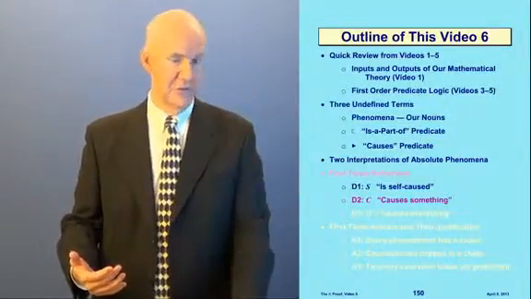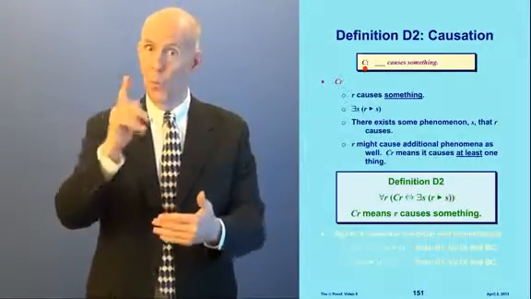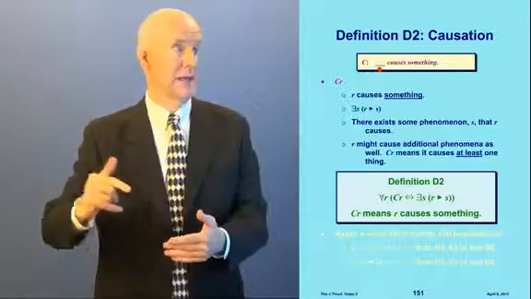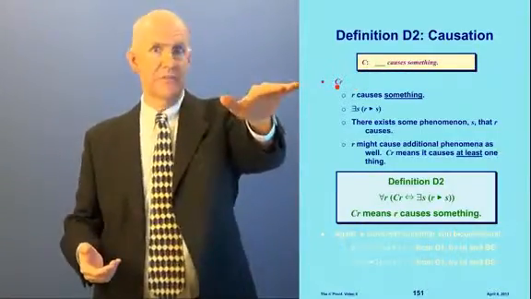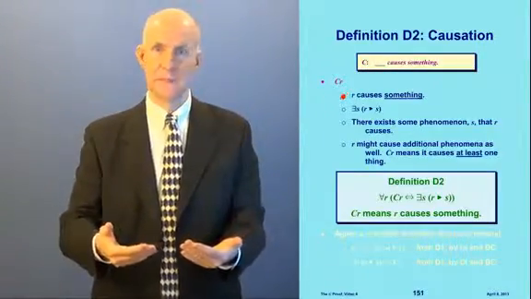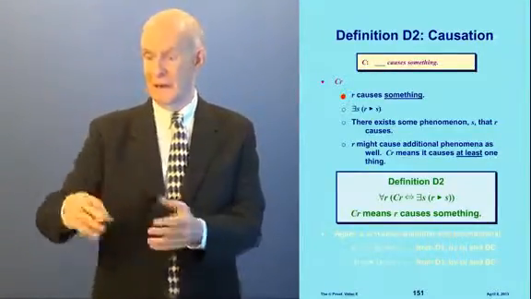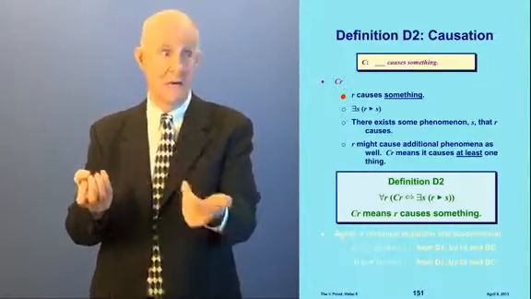Moving on to definition 2, which is the capital letter C. Capital C is a predicate with one blank. It means blank causes something. So here, capital C, lowercase r, means R causes something. In other words, there's something out there, a phenomenon here, and this thing causes something. I don't know what it causes, but it causes something.